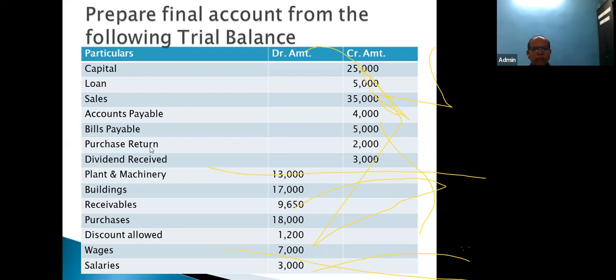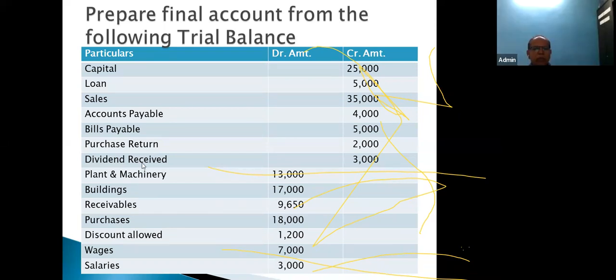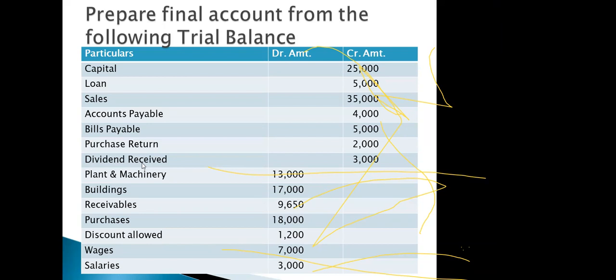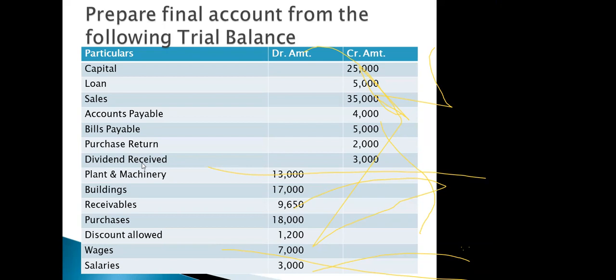Now, what is next? Dividend received. So we have received a dividend. Is this our income or expense? Income. It is income to our business. So where will it be mentioned, if it is income?